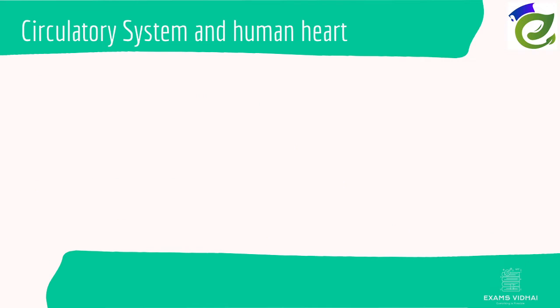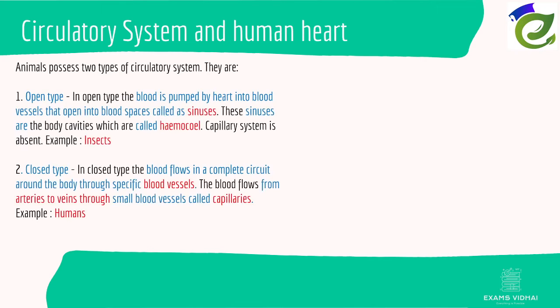Now let's take a closer look into the circulatory system and the human heart. The circulatory system is of two types in animals, open type and closed type. Open type is seen mostly in insects, which don't have proper blood vessels but rather blood spaces. These blood spaces are called sinuses. And the closed type, which we humans possess, has proper blood vessels through which the blood travels.